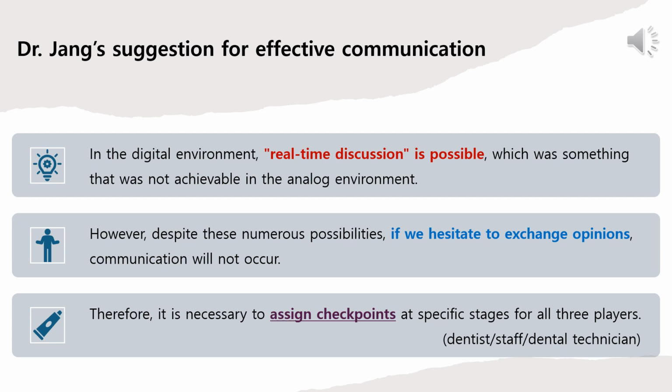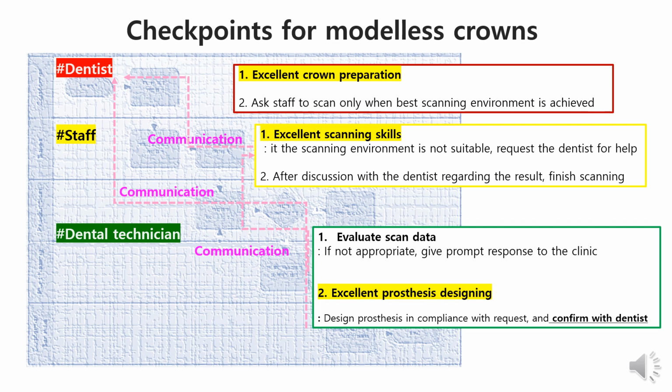For this to happen, it is important for the three entities, dentist, staff, and dental technician, to have assigned checkpoints. Let's visualize this in a flowchart. Here you can see everyone has a specific responsibility in the process of making a modeless crown. After each person completes their role, they check for any problems with their work before passing the task to the next person.